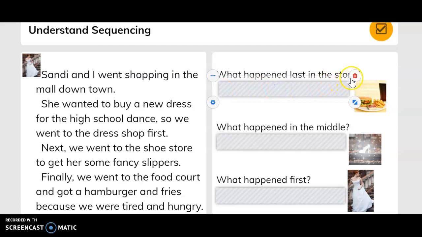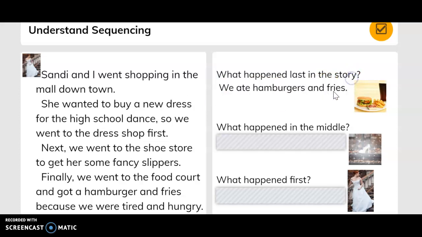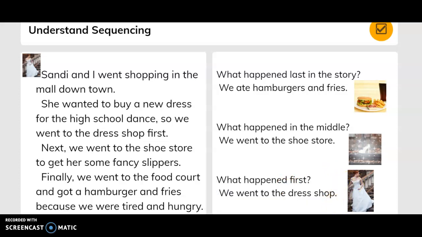What happened last in the story? We ate hamburger and fries. What happened in the middle? We went to the shoe store. What happened first? We went to the dress shop.